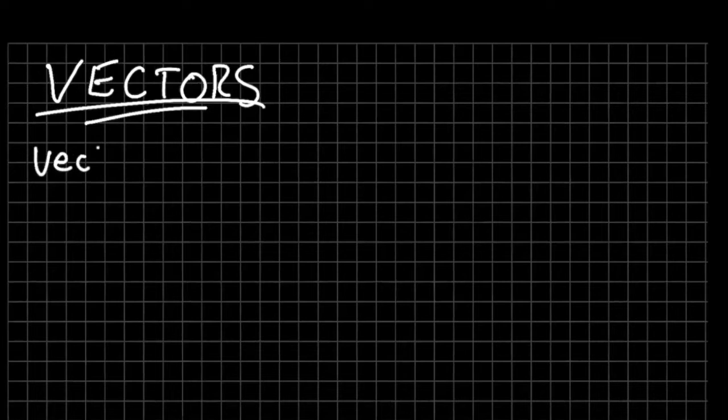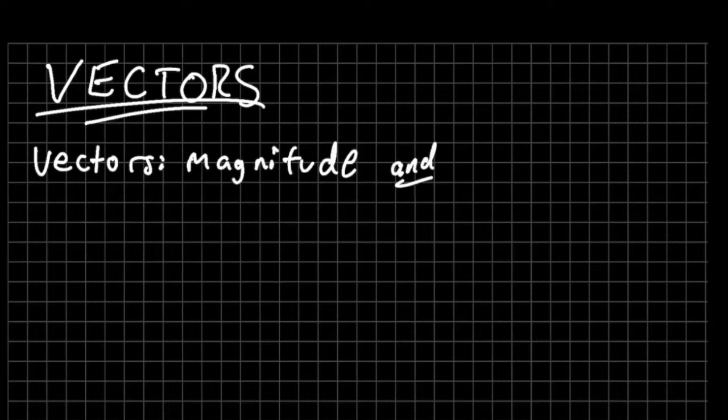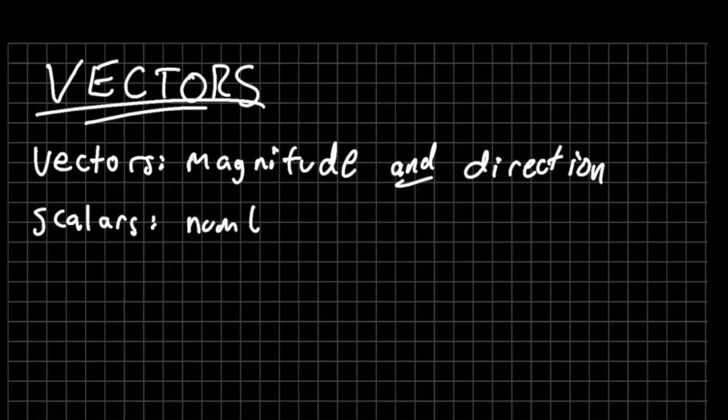Vectors represent both a magnitude and a direction. So a magnitude or distance and a direction. This is different from scalars. A lot of what we worked with so far in math are scalars, which are just numbers. In other words, you can think of them as just the magnitude part.